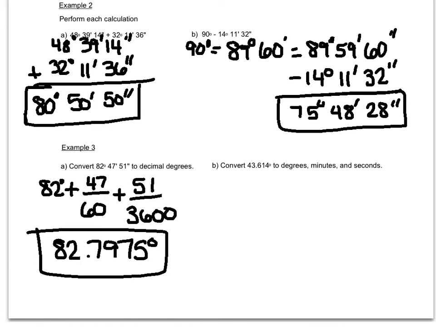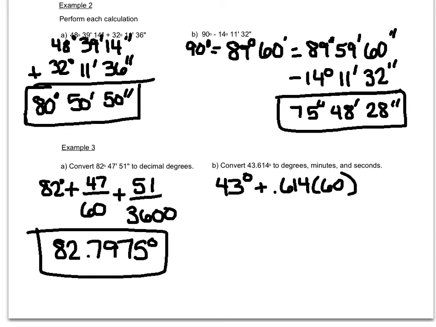Okay, then we're going to convert 43.614 degrees to degrees, minutes, and seconds. So we have our 43 degrees. Then we're going to take our 0.614 and we're going to multiply by 60 to figure out how many minutes that's going to be.